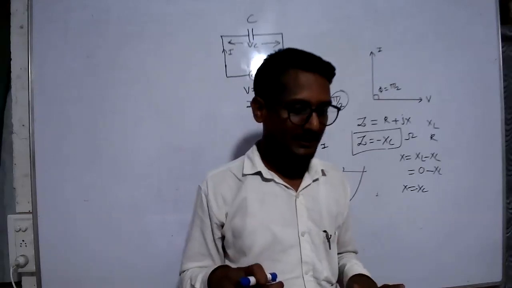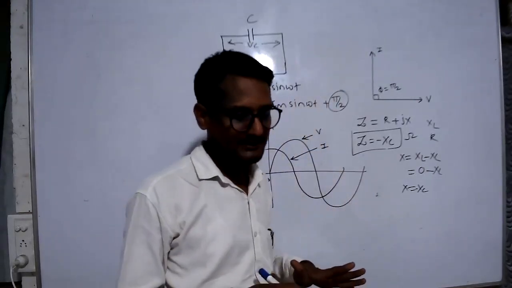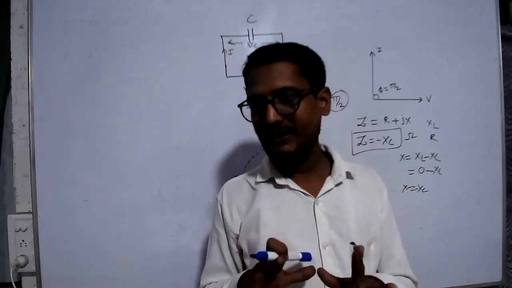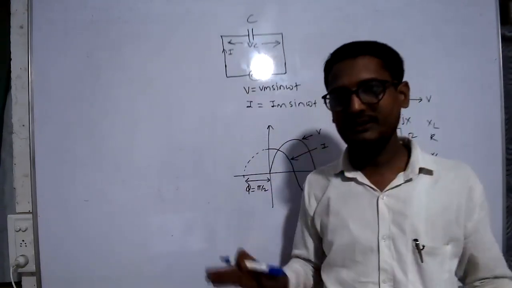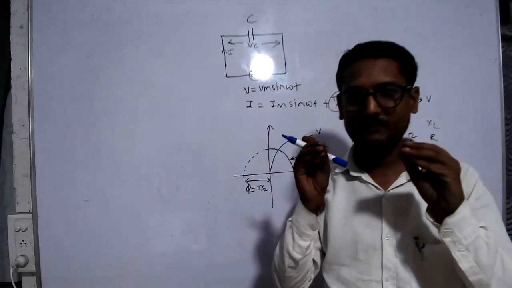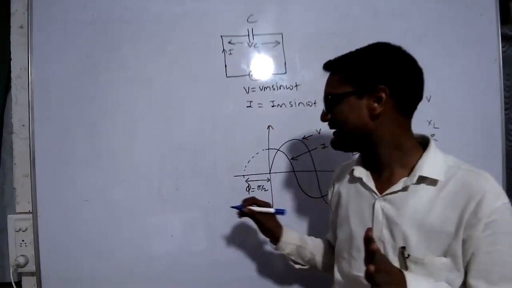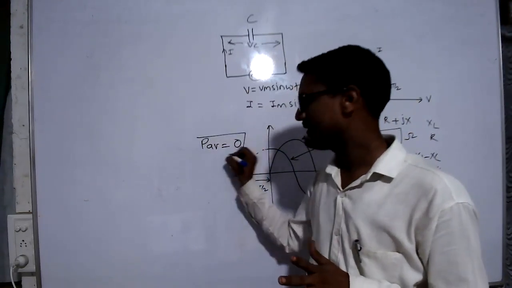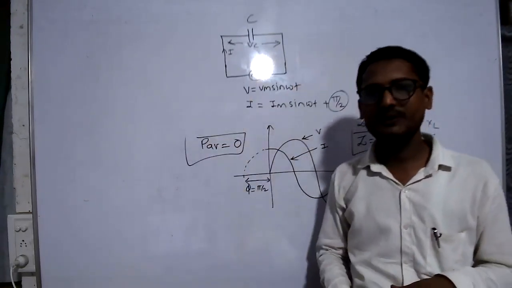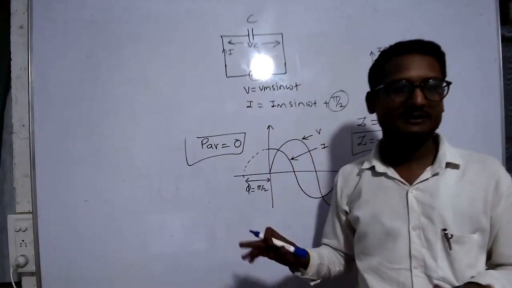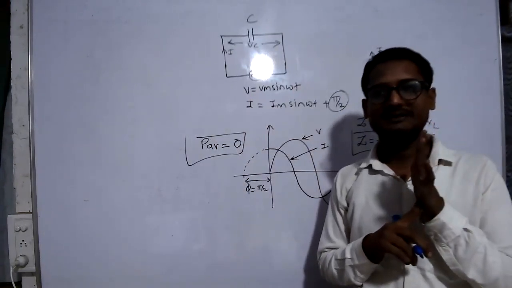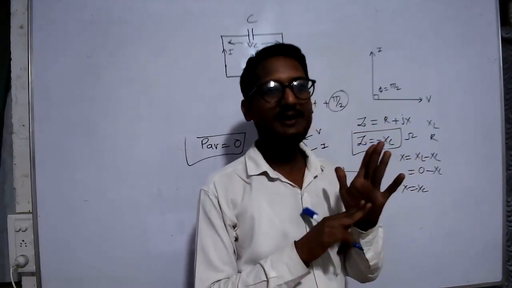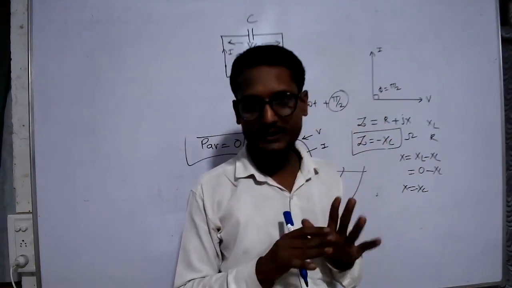Now the last is the average power consumed by the pure capacitive circuit, which is always 0. That means P average equals 0. This is the behavior of an AC circuit in a pure resistive circuit, pure capacitive circuit, and pure inductive circuit.